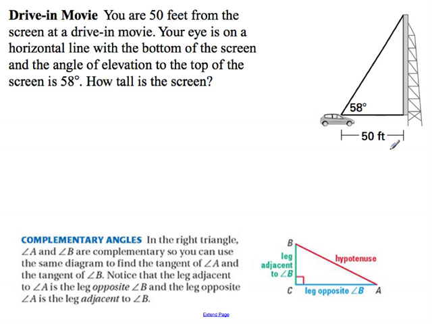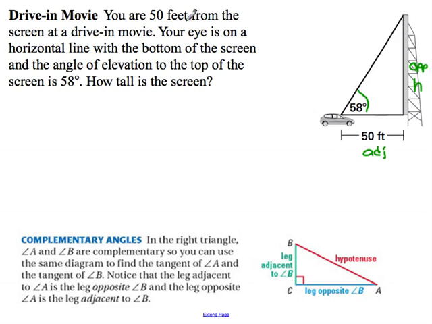There's a lot of application problems for this. One is like a drive-in movie theater. Once you have this, it's actually kind of interesting. You can use this in a lot of different places. With this 58, this is going to be my adjacent side. This is going to be my hypotenuse, or my opposite side over here. I'll just label this with a variable such as h for the height of the movie screen.